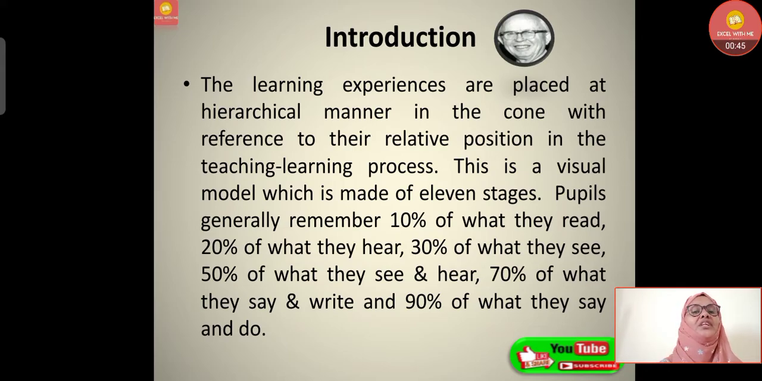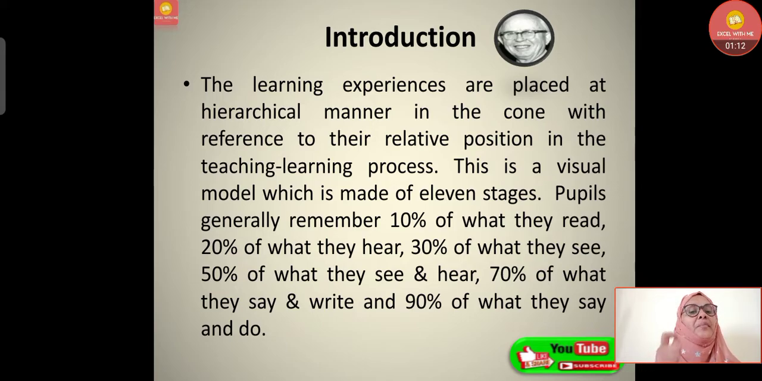Now let's start with the introduction. The learning experiences are placed in a hierarchical manner in the cone with reference to their relative position in the teaching learning process. Already in the previous class we have understood thoroughly about the 11 stages, how the students can learn through their senses and also through experiences. This is a visual model which is made of 11 stages.